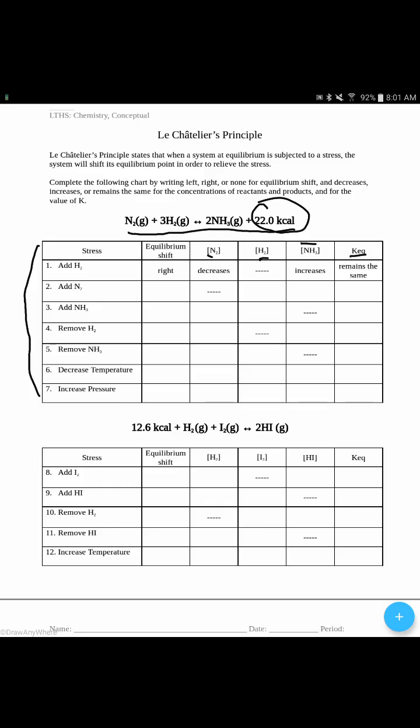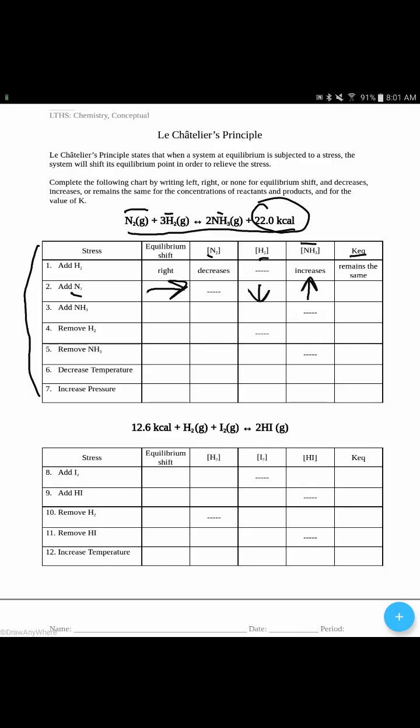Now, first one, we have if we add N2 to the reaction. Okay, N2 is on the left side. Okay, if we add something, the reaction is going to shift away from the thing that we added. So the reaction will shift to the right. Now, if the reaction shifts to the right, that means the other reactant, H2, is going to decrease because it will form more product. So H2 will decrease. And again, since we're shifting to the right, the product, NH3, will increase.